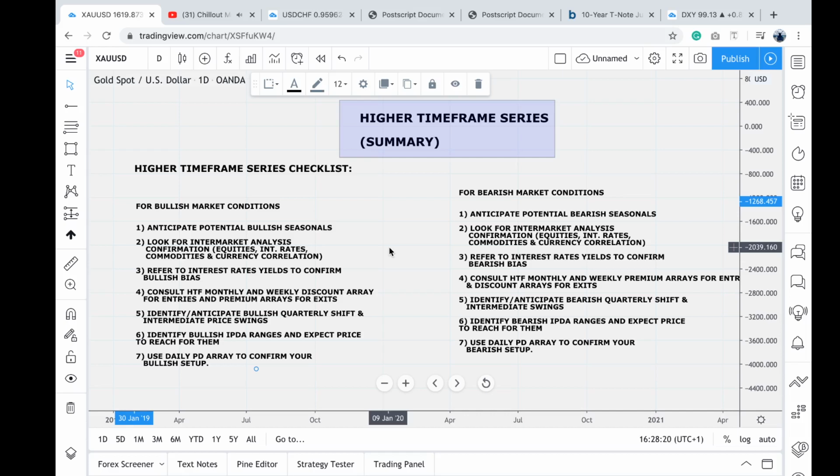And number five, you want to identify or anticipate bullish quarterly shifts or intermediate pricing.